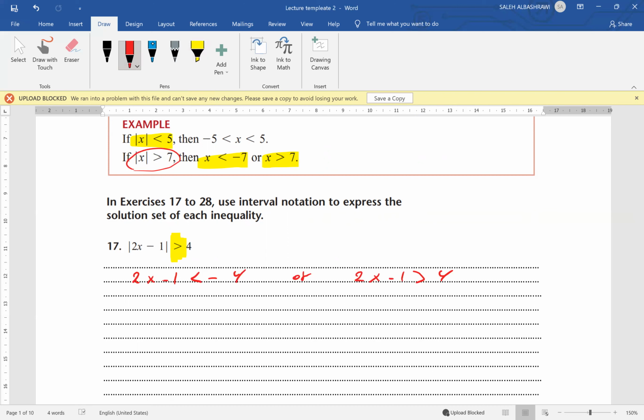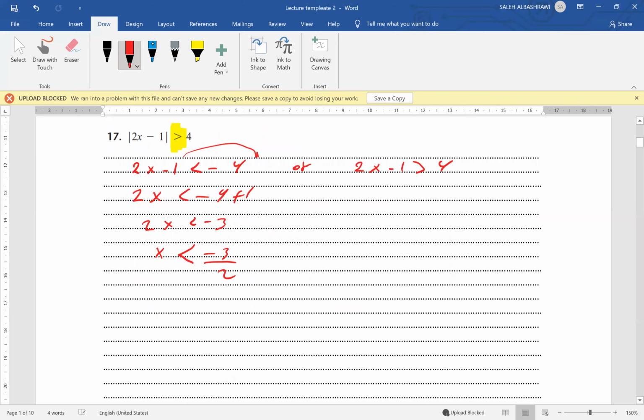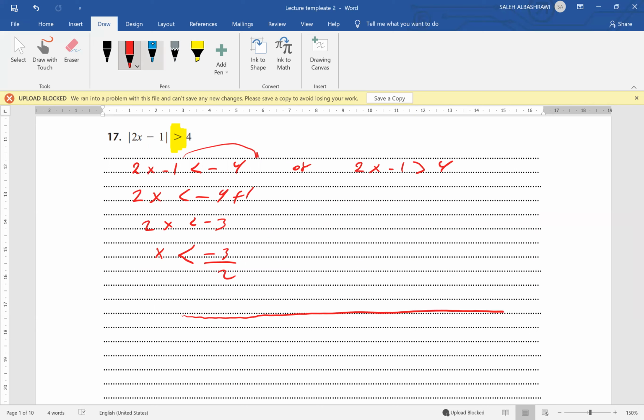Now I have two inequalities, or a compound inequality. I will solve each one separately. So the first one, I will move minus 1 to the other side. Then I will have 2x less than minus 4 plus 1. So it is 2x less than minus 3, divided by the coefficient, which is 2. I will have x is less than minus 3 over 2. So the first one will give me the solution minus 3 over 2 with an open circle, and less than means go to the left.